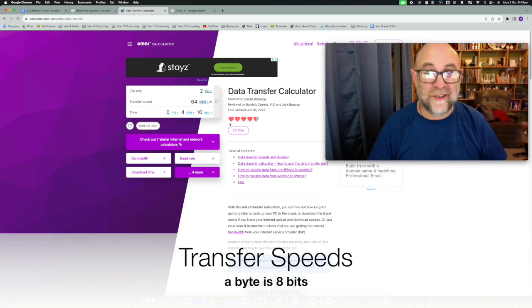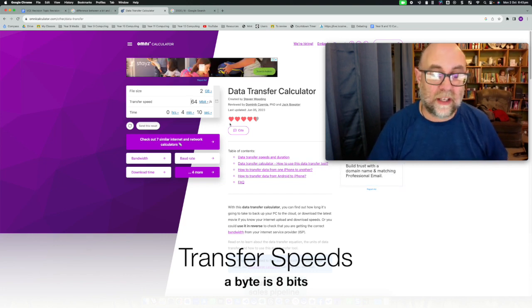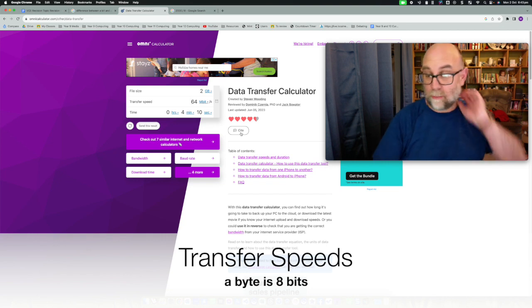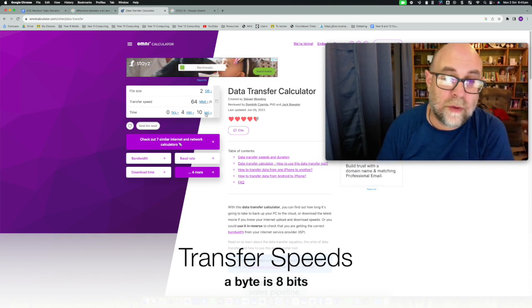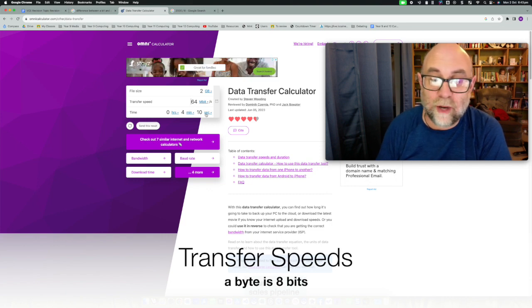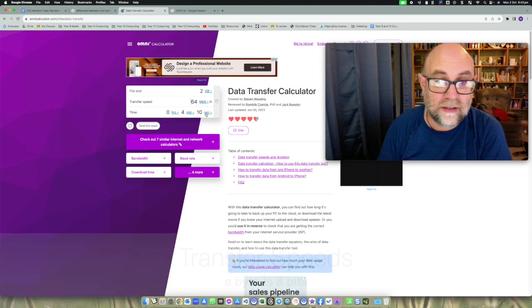So in recap, divide your megabits by 8 to get how many megabytes you're moving per second, and then just divide your total by that amount. And just remember the relationships: a gigabyte is 1,000 megabytes. So that's it.